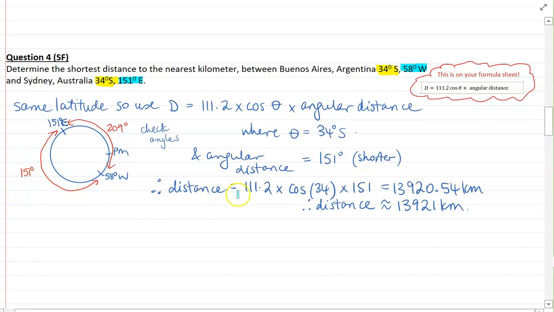Okay, so if I sub all of that into my calculator, 13,920.54 kilometers. It says to the nearest kilometer, so make sure you read that carefully and complete it. So that rounds up to 13,921 kilometers between those two cities.